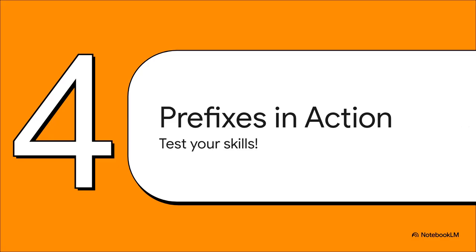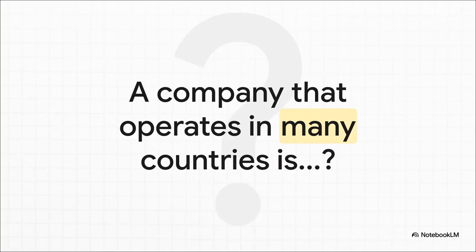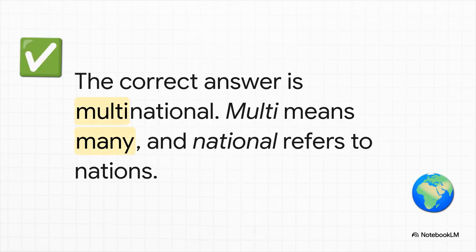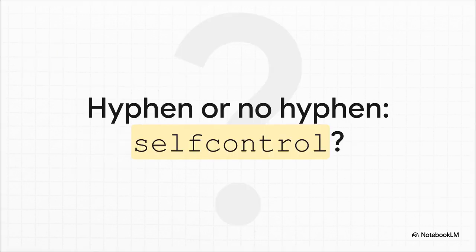All right, enough theory. You know how it is. Practice is what makes this stuff actually stick. You've got the tools, you've got the rules, so let's put your new skills to the test. Ready for a quick quiz? Okay, question 1. A company that works in many countries is called a what? That's going to be multinational. Multi for many, national for nations. See how it works?